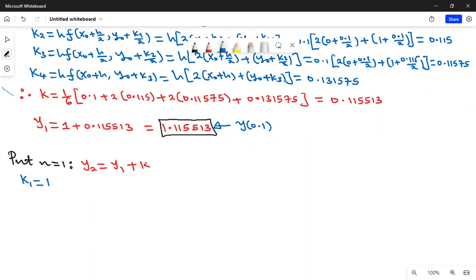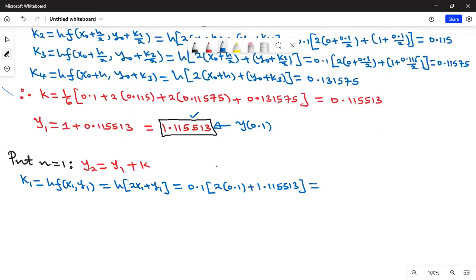For this case, it is h f of x1, y1. That is h into 2x1 plus y1. Substitute those values. You know y1. Already we have found y1 to be this value. That's what you replace. H is 0.1. Twice our x1 is 0.1. And our y1 is 1.115513. When you press this in your calculator, you need to get k1 is 0.131551.